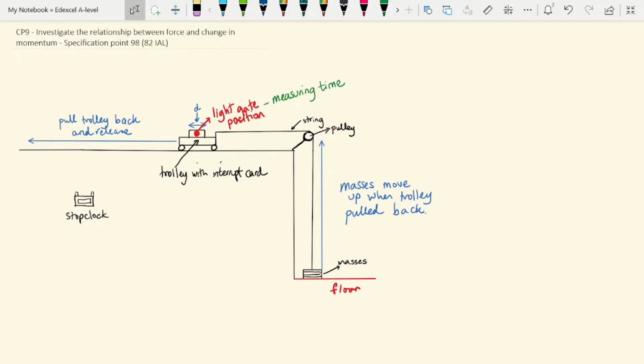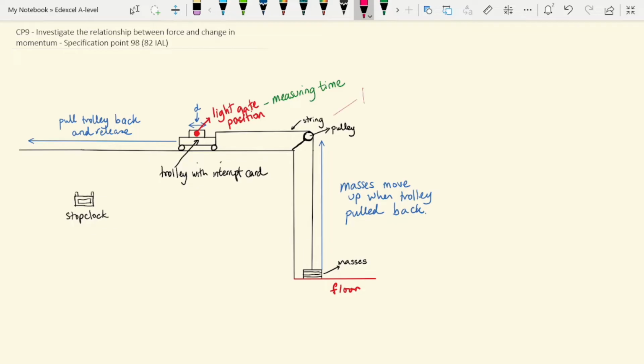We have to investigate the relationship between force and change in momentum. The further mechanics practicals, or certainly the year 13, the second year of A-level practicals, tend to be a little bit more involved than the ones that you might do in year 12. With this one, we have to set it up like this, and it takes most of the time to set it up. The idea is that you have a trolley attached to a piece of string, the string goes over a pulley, and the masses are attached to the end of the string. The idea is that you have the string taut.